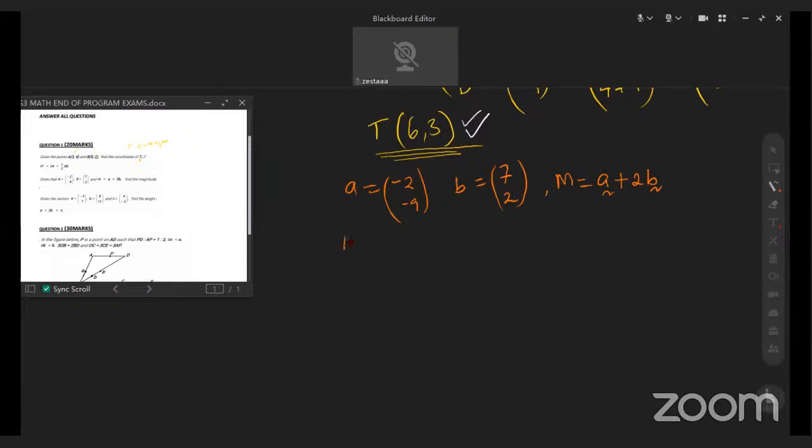So our vector M will be equal to A, which is (-2, -9), plus 2 into B, which is (7, 2).